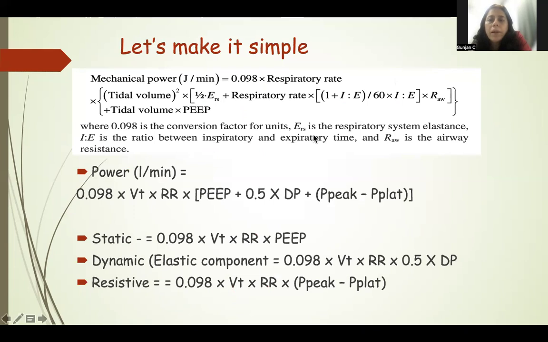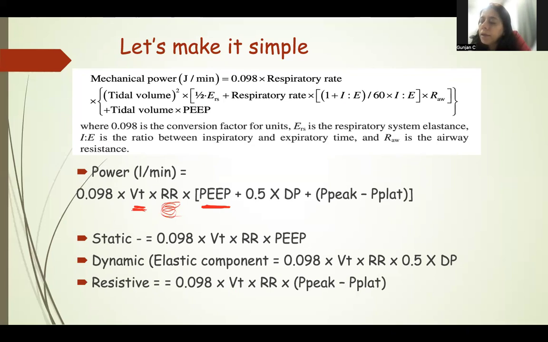As I said, a complicated formula was given by Gattinoni when he defined the terminology. But to make it simpler, the power was defined using the tidal volume, which was a part of every equation that we saw in the previous slide, multiplied by the respiratory rate, because the mechanical power can be defined only per unit time. So we have to take the respiratory rate into consideration, which is multiplied by PEEP, to overcome the static elastance of the lungs.